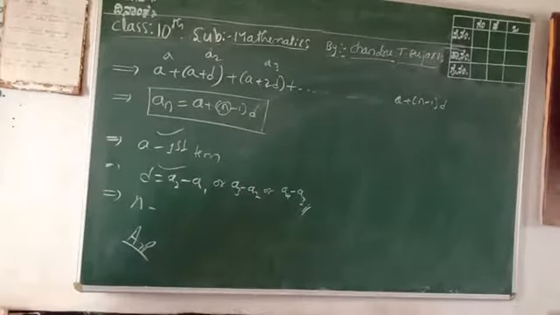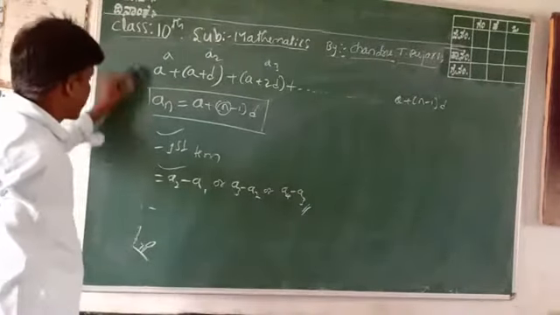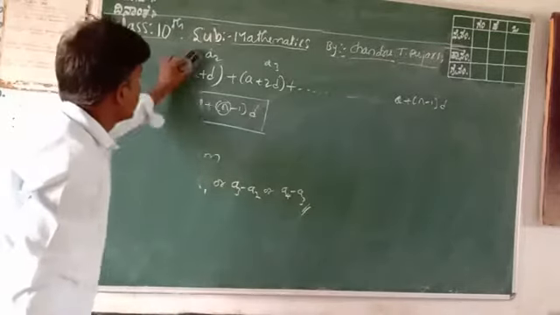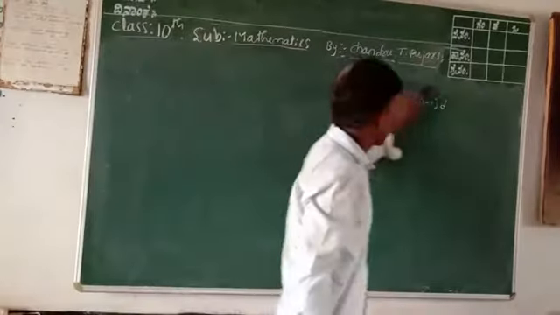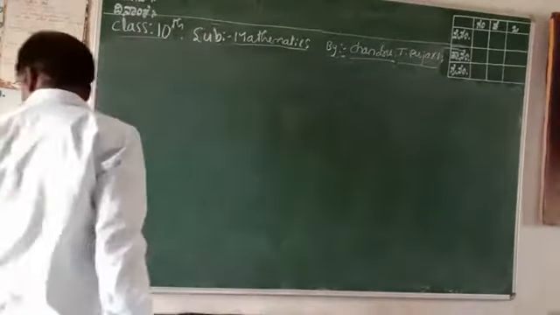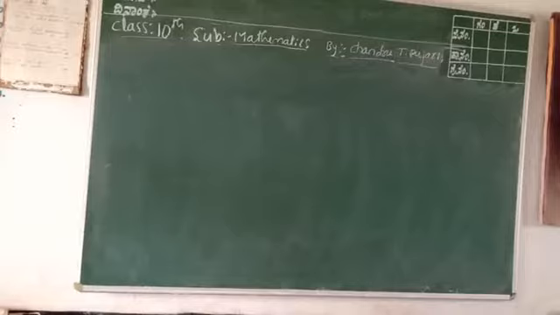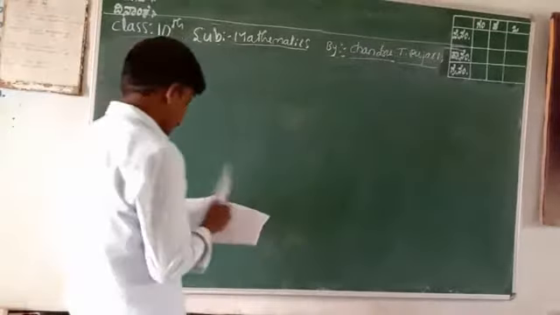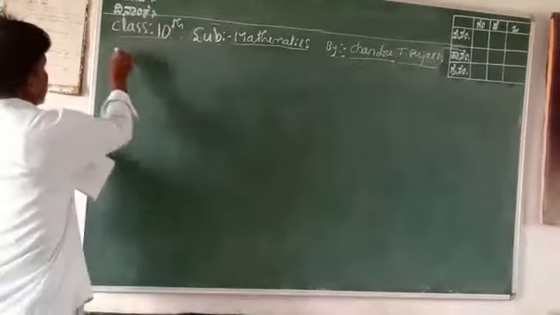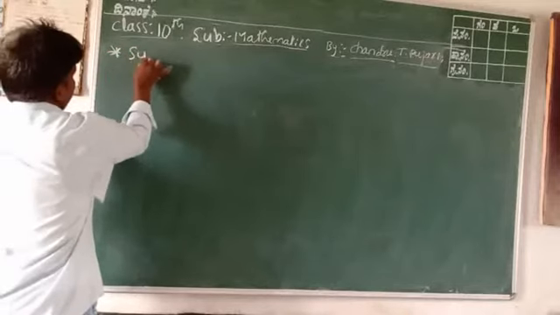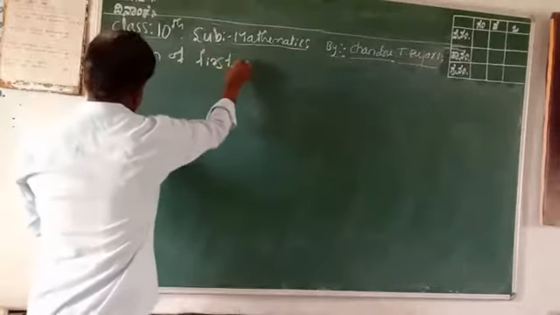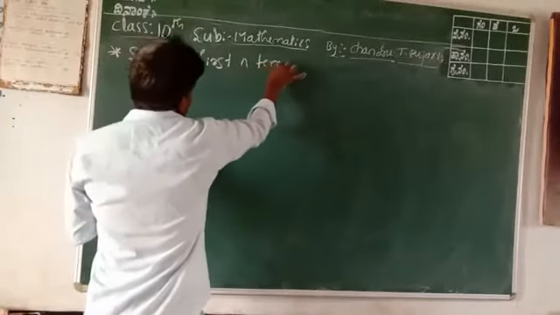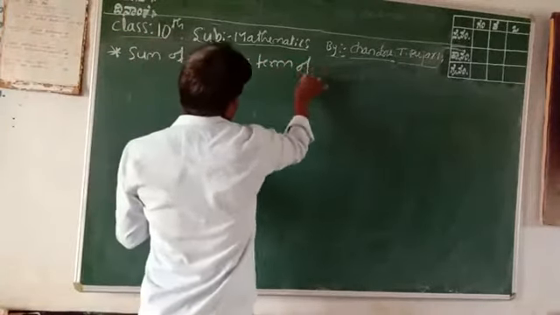Next, in arithmetic progressions, Sn means the sum of the arithmetic progression, the sum of terms. The next headline is: sum of first n terms of an AP.